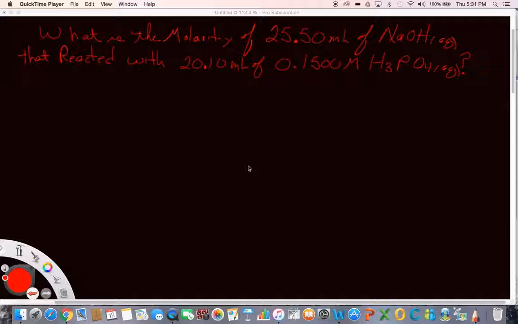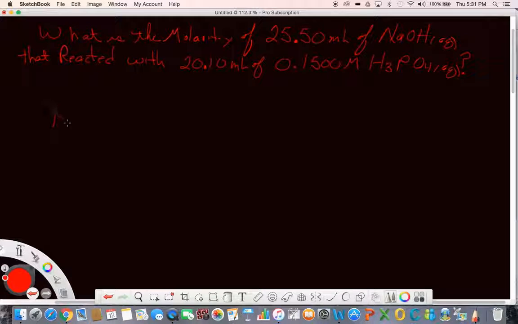Solution stoichiometry. Example number 2. What is the molarity of 25.50 milliliters of aqueous sodium hydroxide that reacted with 20.10 milliliters of 0.150 molar phosphoric acid solution? There is a chemical reaction, so the first thing we need is a balanced equation.